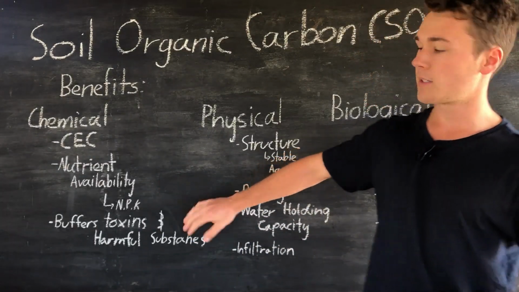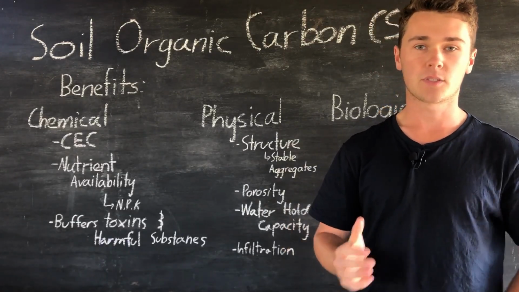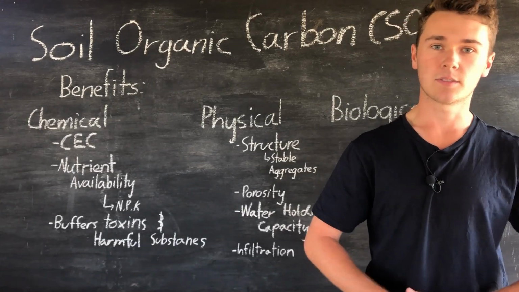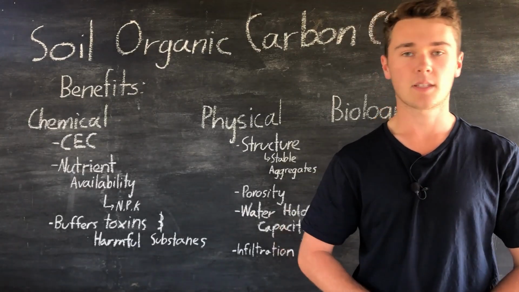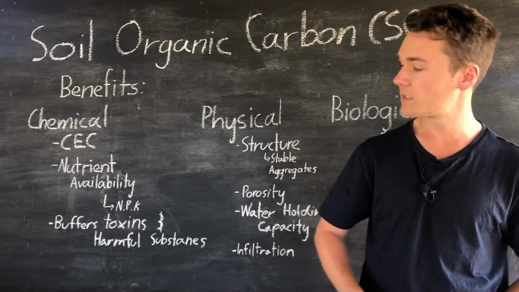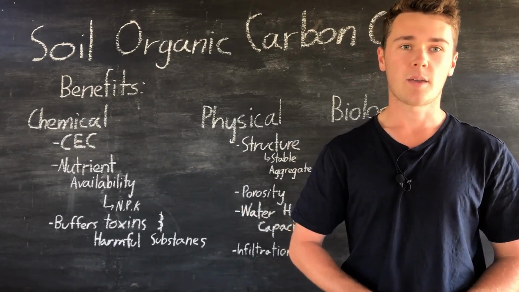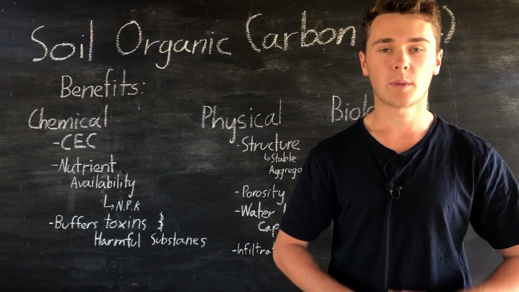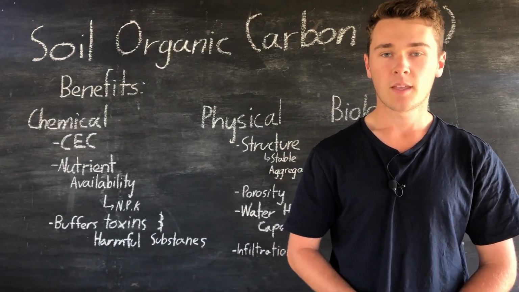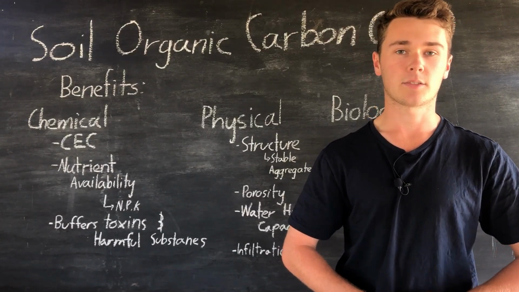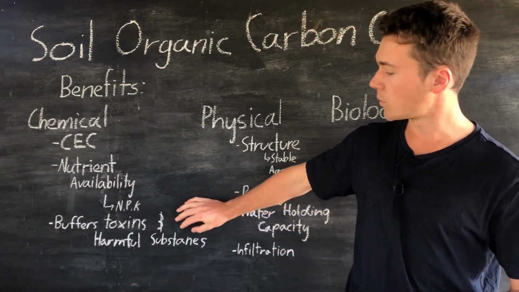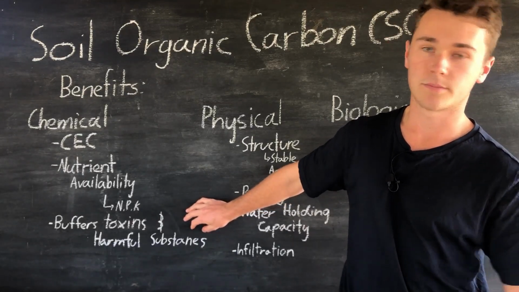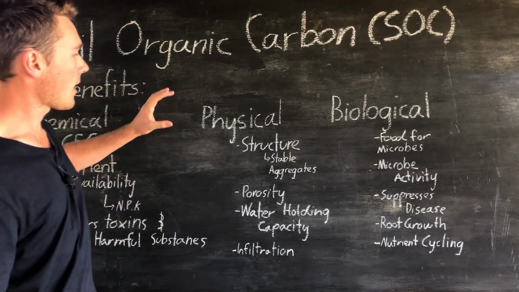Finally, for our chemical benefits, soil organic carbon buffers toxins and harmful substances. When soil organic carbon buffers against toxins, it increases the decomposition of, say, these substances, such as harmful pesticides, and it prevents the negative impacts of these substances. So essentially, it lessens the harmful effect. These also include heavy metals in our soil, and so increasing our soil organic carbon will provide a healthier and less harmful soil.